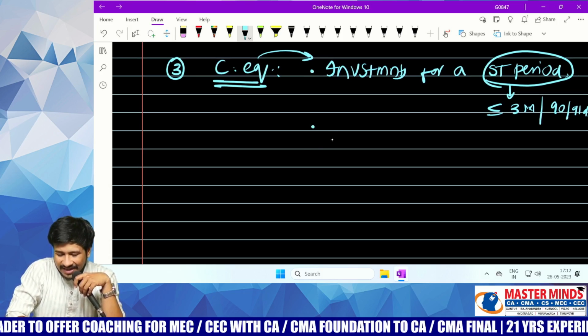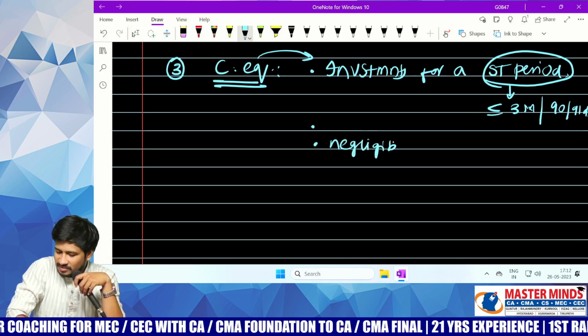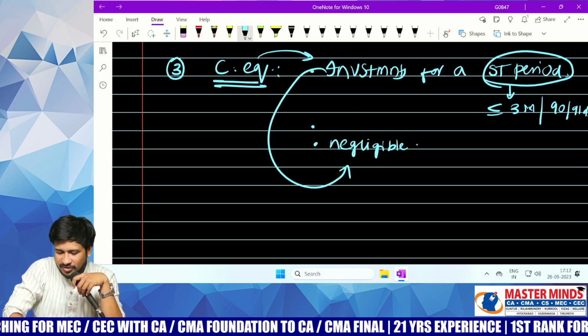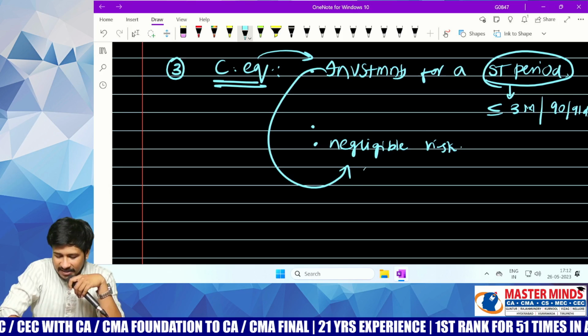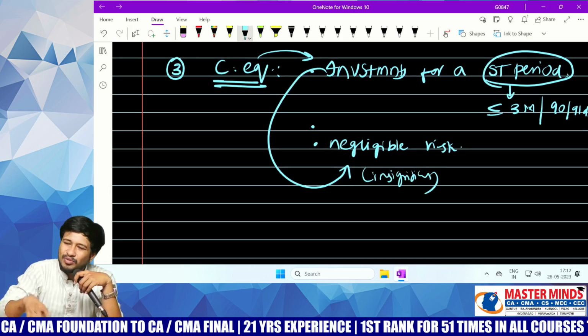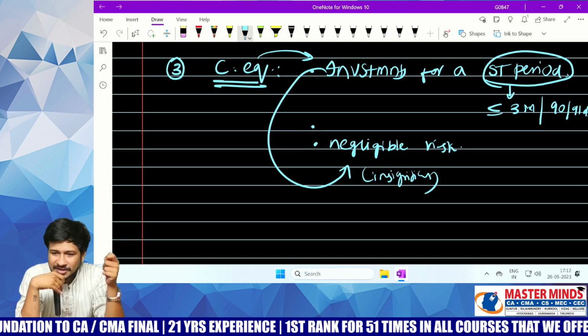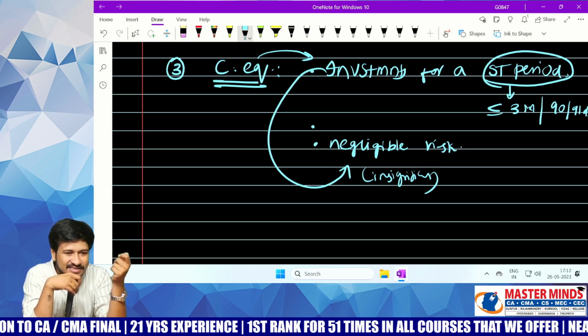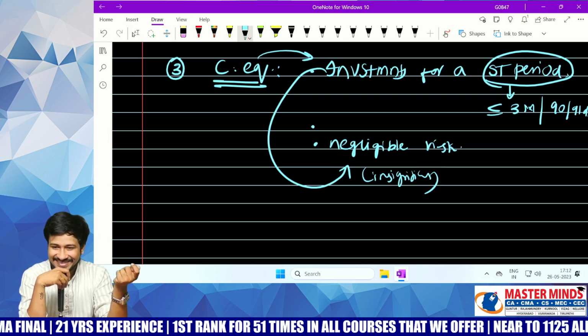Should have negligible risk. What is the risk? That investments, wherever you are investing, it should have some negligible risk. Negligible is also called insignificant. Almost no risk. Clear everybody? Likewise, if you hold 100 rupees cash, is that 100 rupees cash having risk? Of course, risk of loss is quite common.